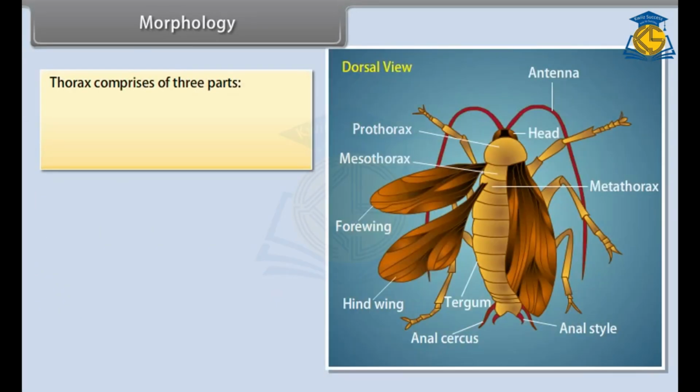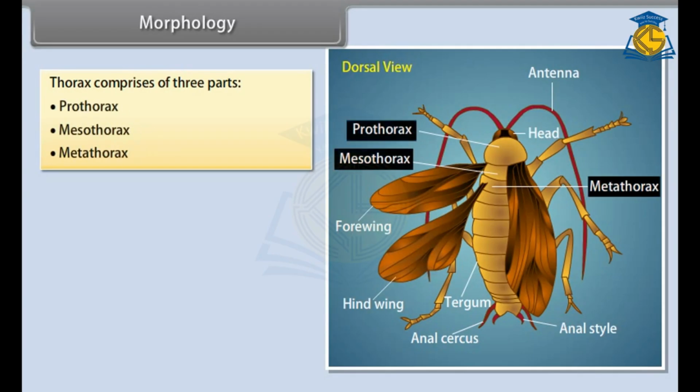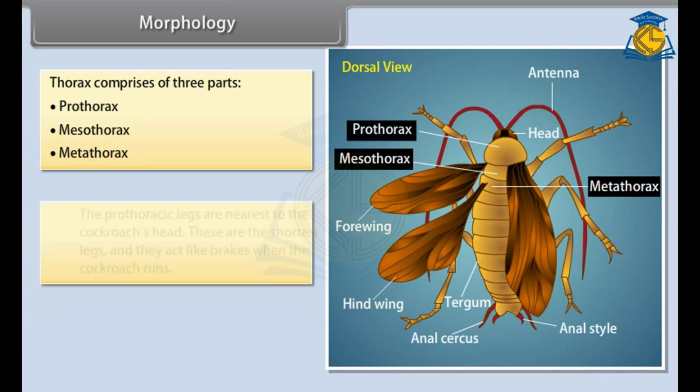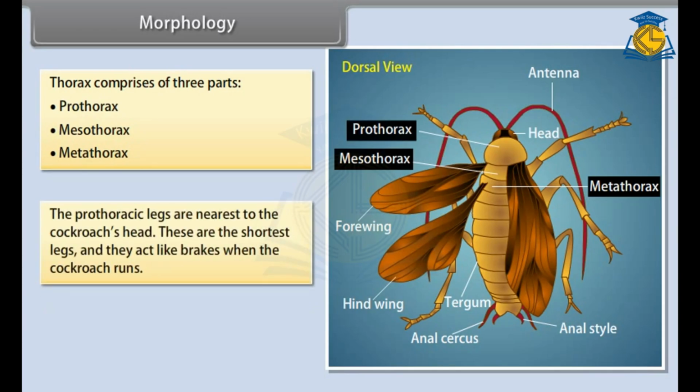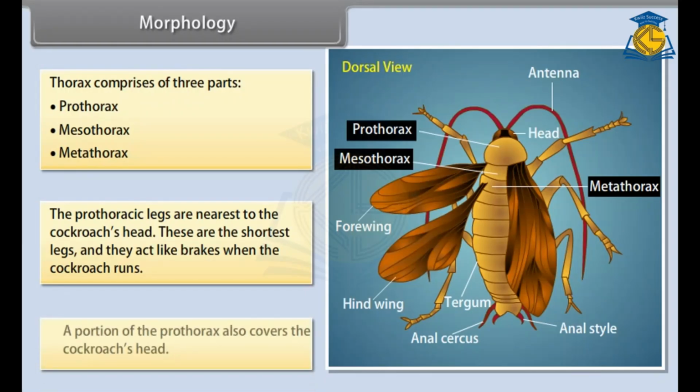The thorax comprises 3 parts: prothorax, mesothorax, and metathorax. The prothoracic legs are nearest to the cockroach's head. These are the shortest legs and they act like brakes when the cockroach runs. A portion of the prothorax also covers the cockroach's head.